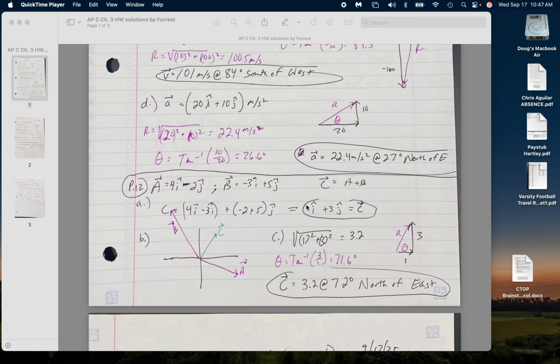Problem 12, we went over that in class to draw it. I think my drawing's okay-ish, not great, but the resultant's around 3.2 at 72 degrees north of east, or 28 degrees east of north.